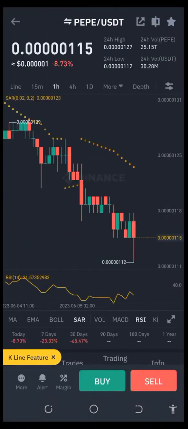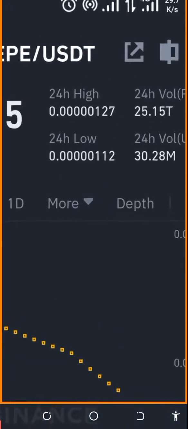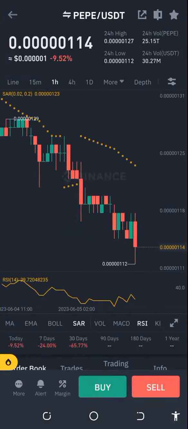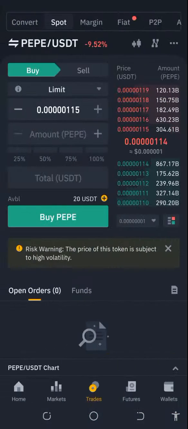So let's go to the charts and look at the all-time high and the all-time low within the last 24 hours. Now look at this. The all-time high for the last 24 hours is 0.0000127, while the all-time low is 0.0000112. So let's go ahead and choose something right in between, right? So here we're currently at 115, 114.